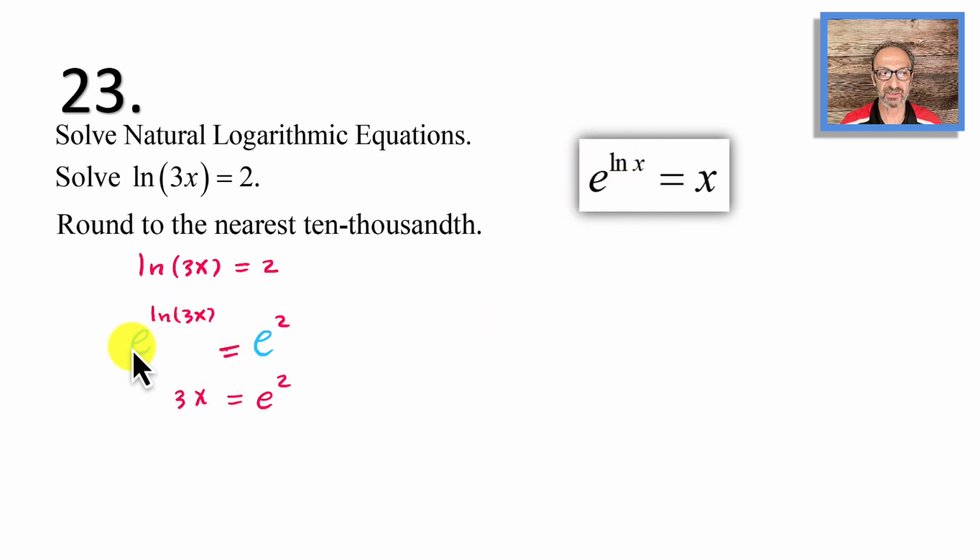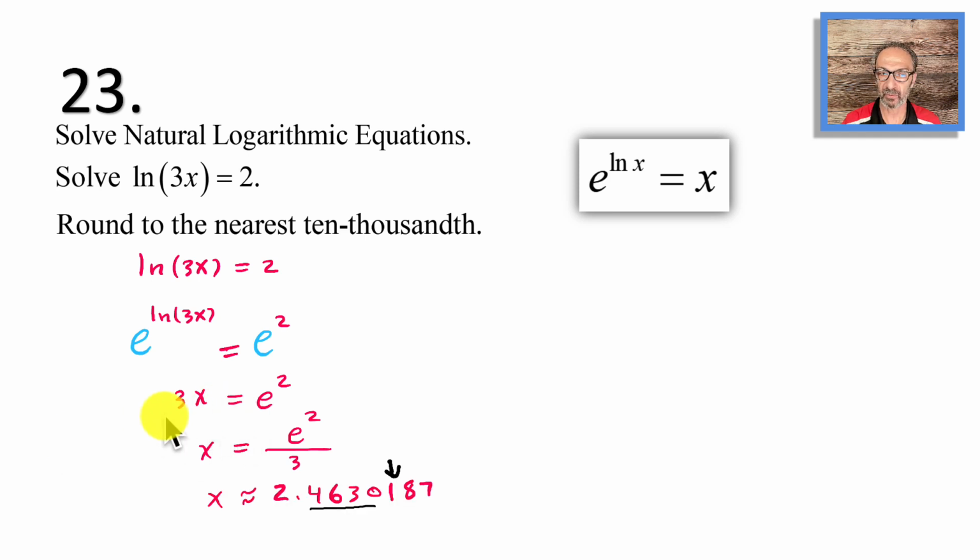So the left-hand side, these two cancel. We get the 3x by itself, e to the second. We need x by itself. We divide both sides by 3. So x equals e to the second, divided by 3. Calculator time. We get the following. 1 is too low, we just drop it. And the answer is 2.4630. We're almost there.